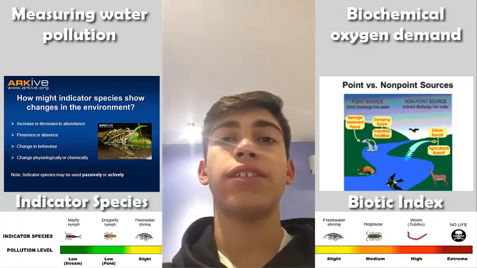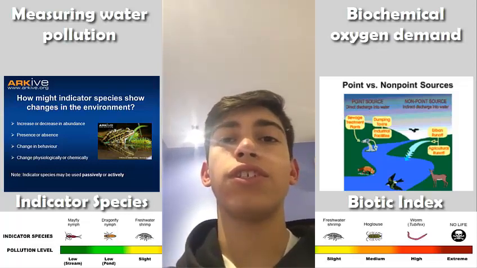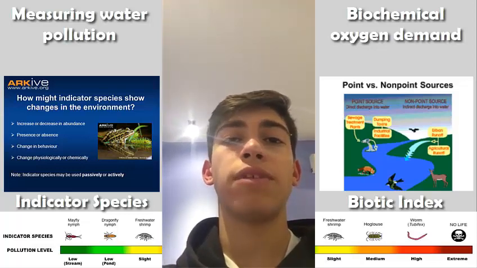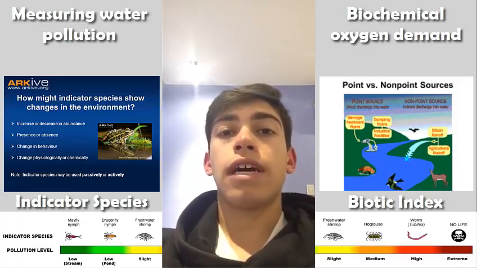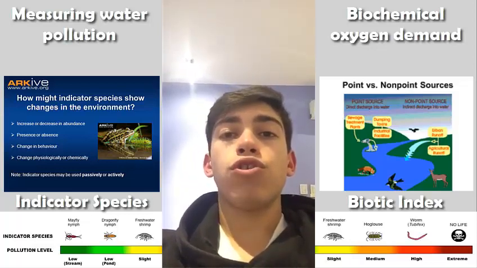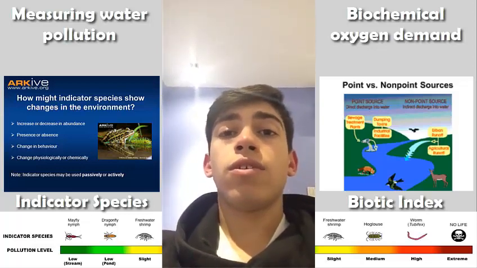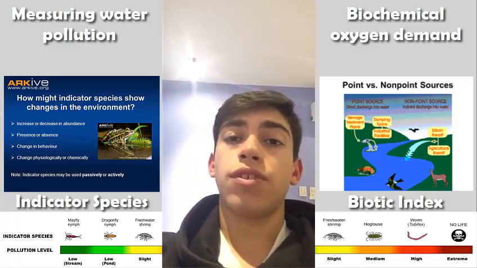The presence of certain indicator species that can tolerate various levels of oxygen is used to calculate a biotic index, a semi-quantitative estimation of pollution. The difference between them is that the biochemical oxygen demand gives a measure of pollution at the instant a water sample is collected, whereas indicator species give a summary of recent history.